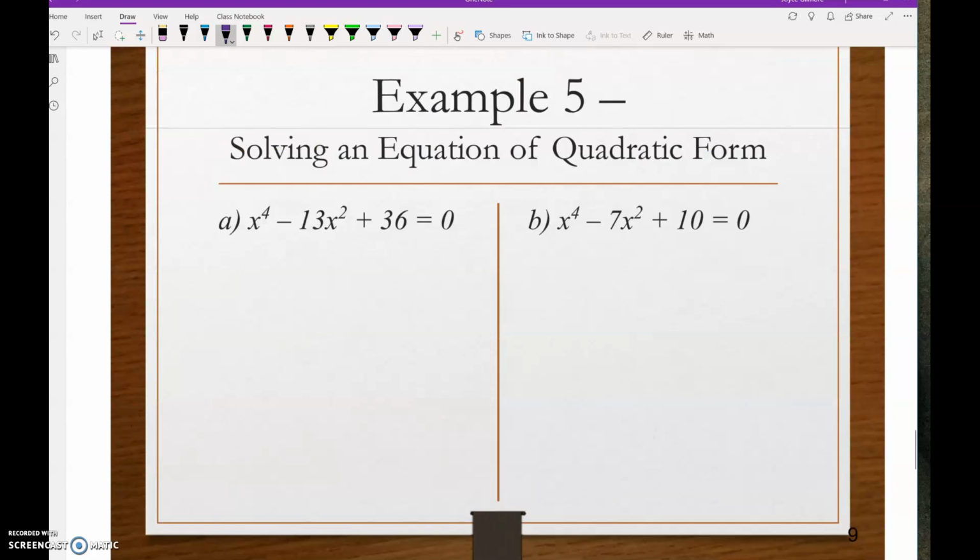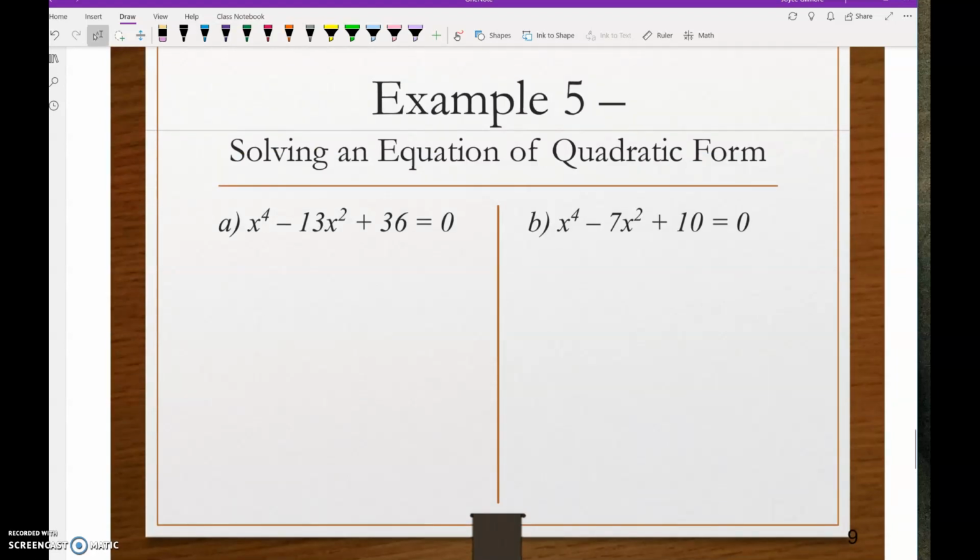And our last example today is solving an equation of quadratic form. This is basically factoring, but instead of x squared plus something, x plus something, it's x to the 4th. So we are still going to factor this, and we're trying to get it down to 2 sets of parentheses equals 0.